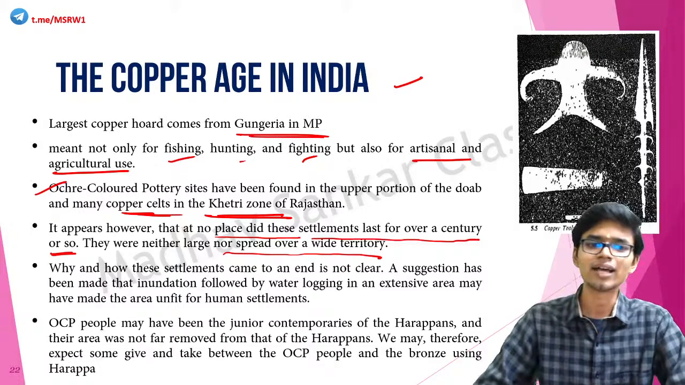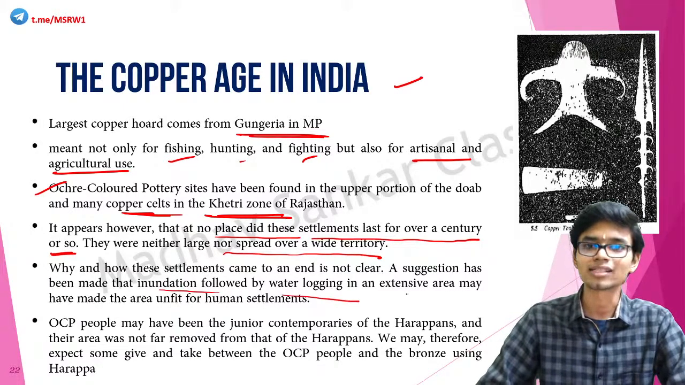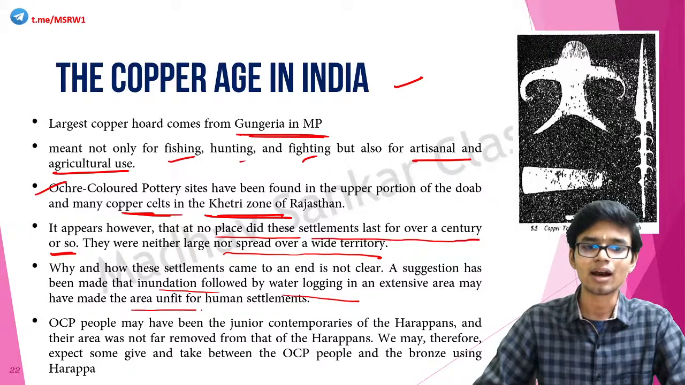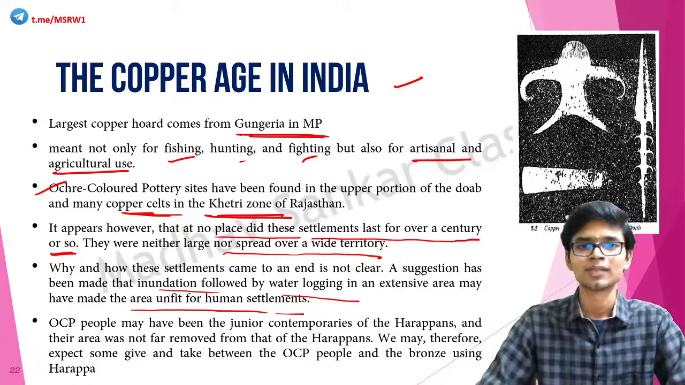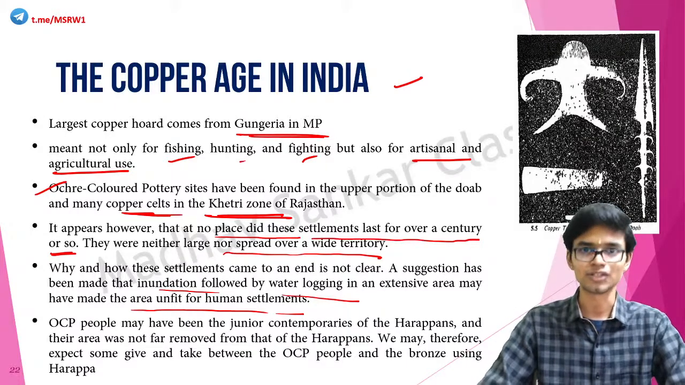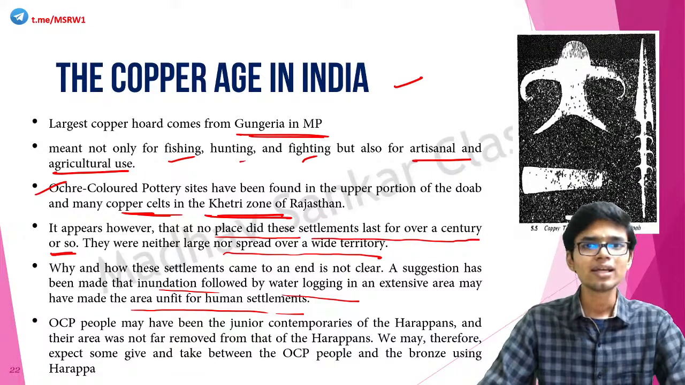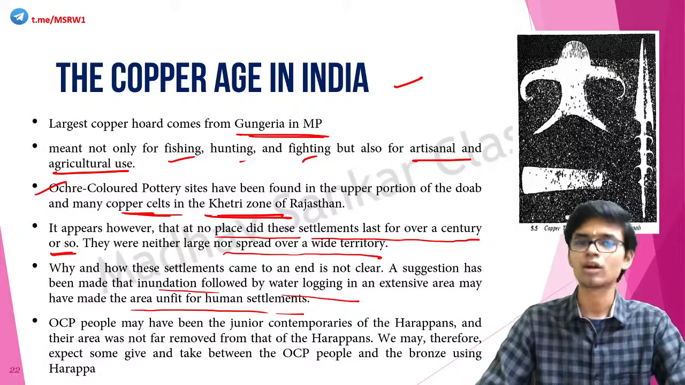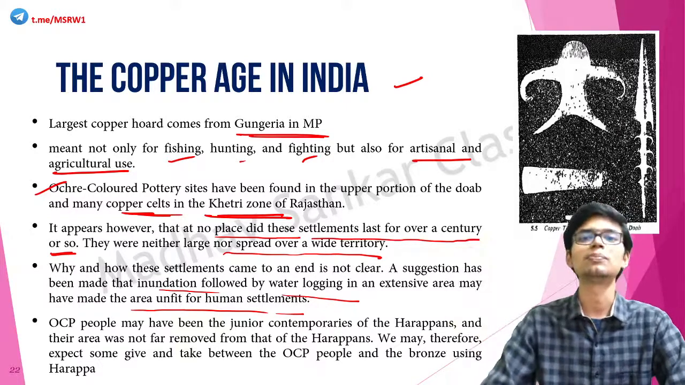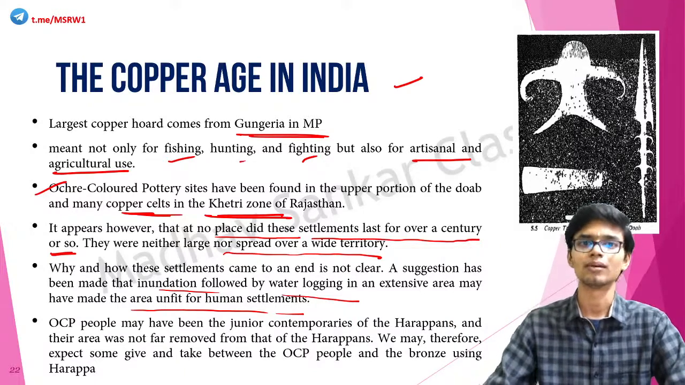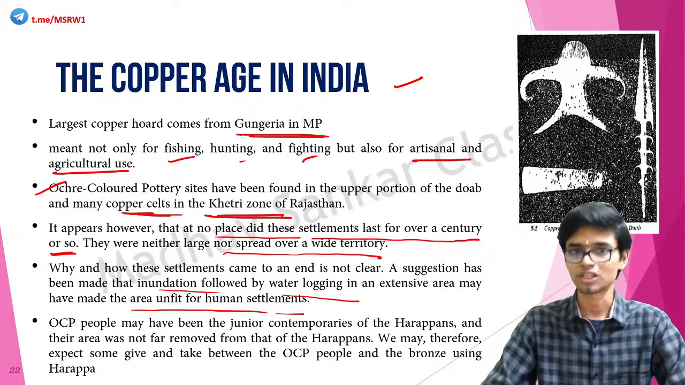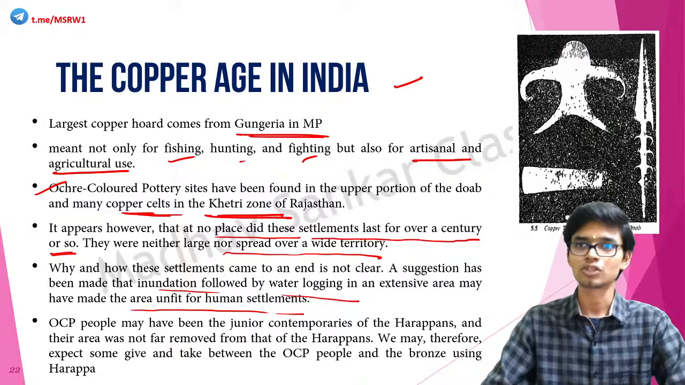A suggestion has been made that inundation followed by waterlogging in an extensive area made the area unfit for human settlements. This could be the reason. I told you climate played a very important role in Indian history. Due to climatic factors, heavy rains and all, maybe inundation happened at a huge scale, and waterlogging may have happened in most of these sites. This could have forced these people to migrate to a different region or shift to a different settlement. Such waterlogging could have made human settlement impossible in these regions.